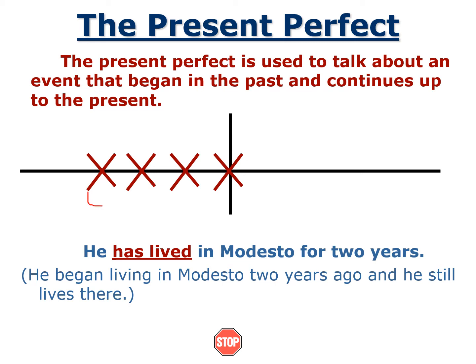Okay, so this is 2 years. Okay, so the action started in the past, and it continues up to now. Okay, so this is for the present.